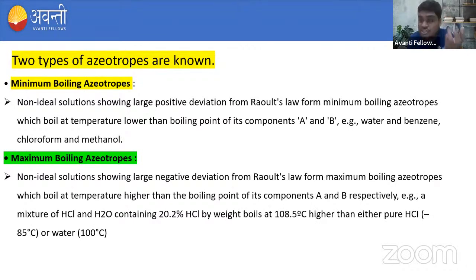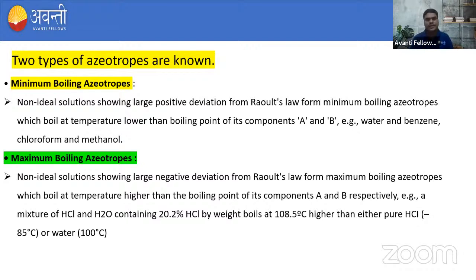That is the solution which shows large positive deviation from Raoult's law, right? So those solutions which show large positive deviation from Raoult's law are said to show minimum boiling azeotropes, right? So minimum boiling azeotropes are shown by the positive deviation solution. Basically, the non-ideal solution will show large positive deviation from Raoult's law.